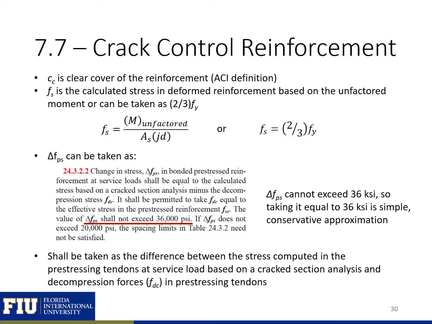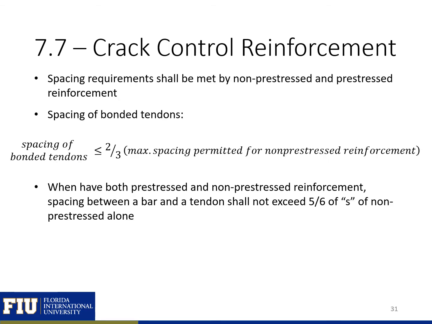This slide shows some of the definitions for the variables used in the table shown on the previous slide. And here's some last notes on the crack control reinforcement. Note again that this is only for class C beams, so typically you'll try to design a class U beam, so that's why I'm going through these so fast.